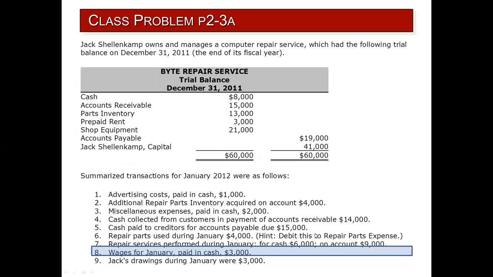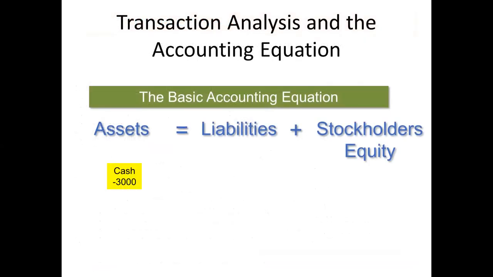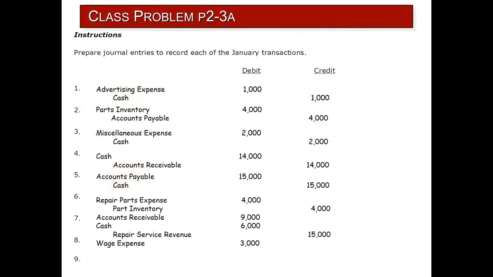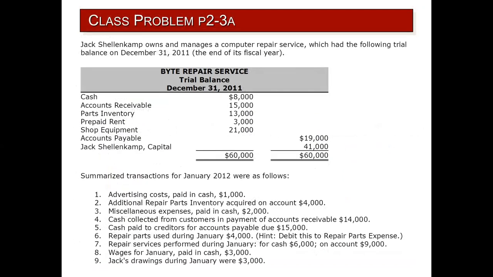Wages paid in cash. This is simple. Cash went out by 3. Stockholders' equity decreased by 3, by a debit to wage expense. Drawing during January was $3,000. Okay, how do we record drawing?